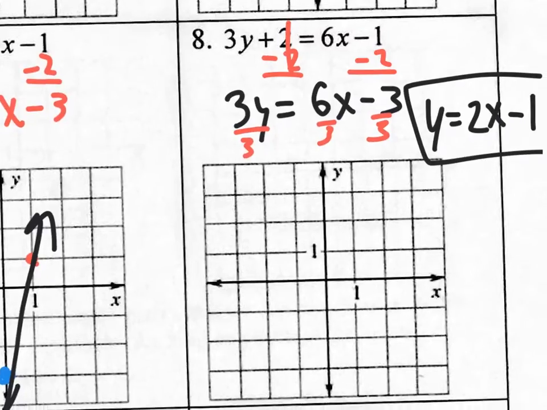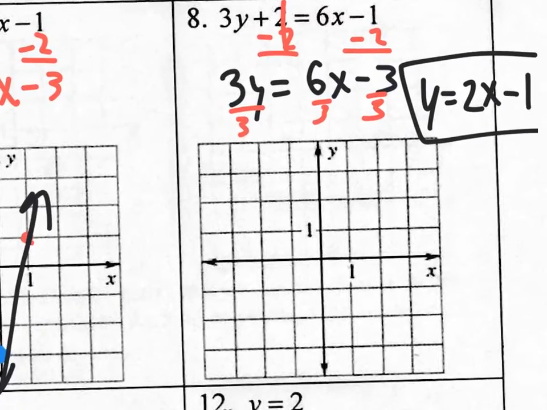So where does this one cross the y-axis at? Negative 1 on the y. So negative 1 on the y is right here. What do I do from that point? Up 2 to the right 1, and you put a dot right there, and you're done. I mean, you could keep going up 2 to the right 1 if you wanted to make it longer, or you could go backwards and say down 2 and this way 1.